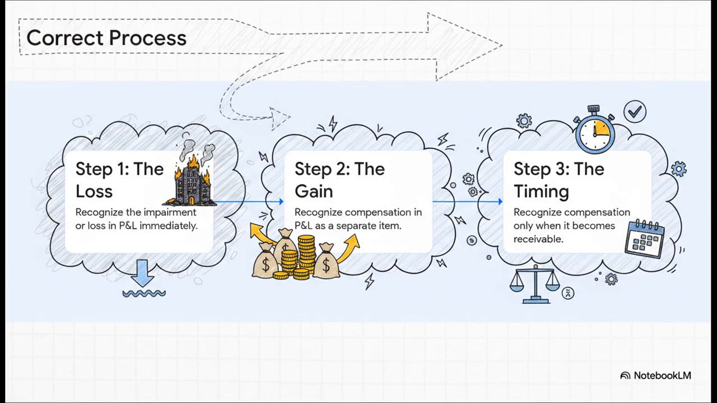So the correct way to do it is this clear 3-step process. First, you recognize the full loss from the damage in your profit and loss right away. Second, you account for the insurance payout as separate income. And third, and this is the part people often forget, you only book that insurance income when it becomes receivable, meaning it's virtually certain you're going to get it. That could be way later. The timing here is absolutely critical.